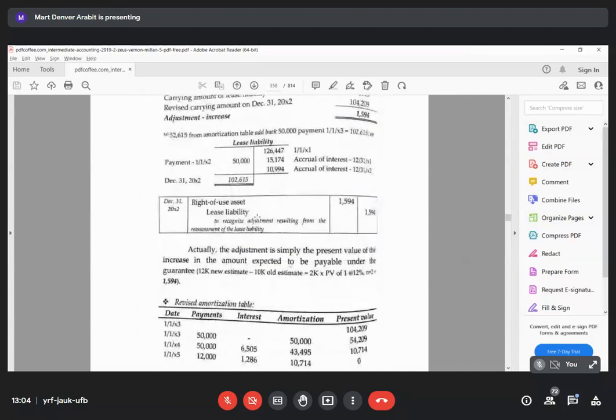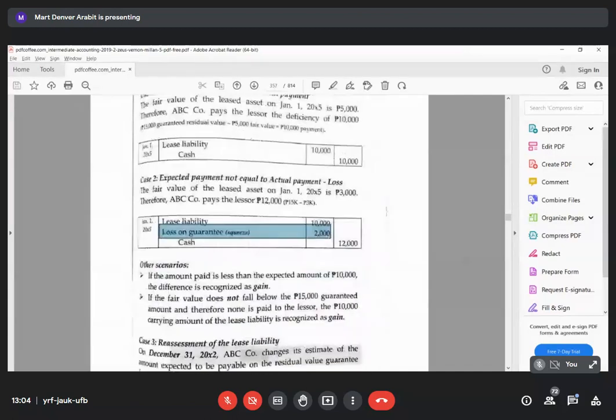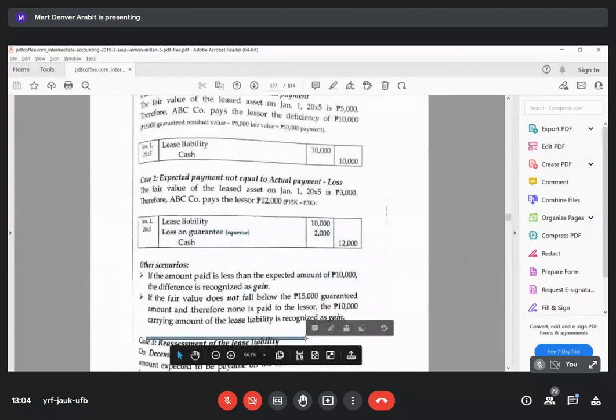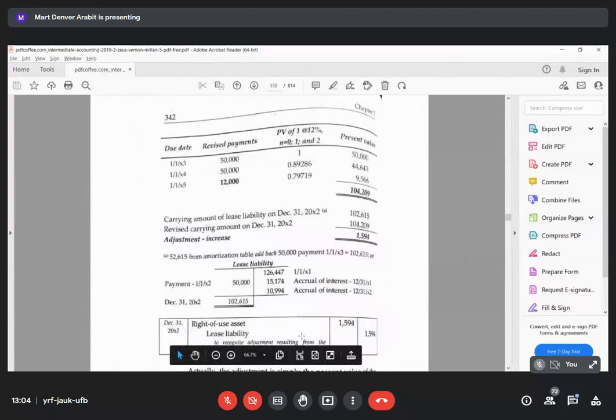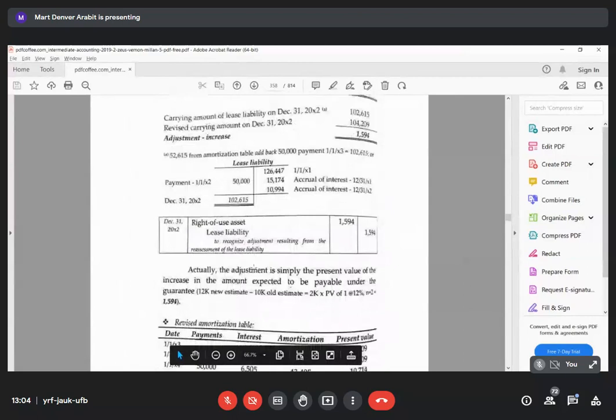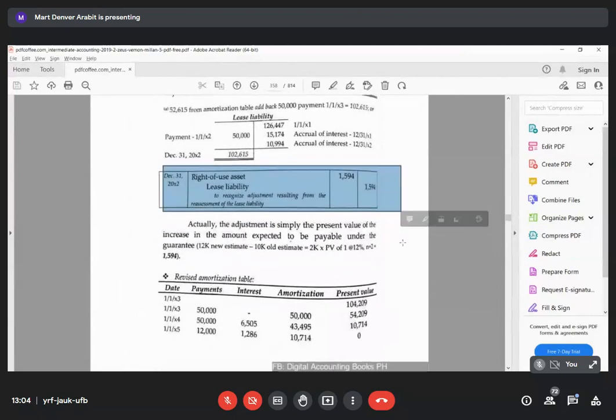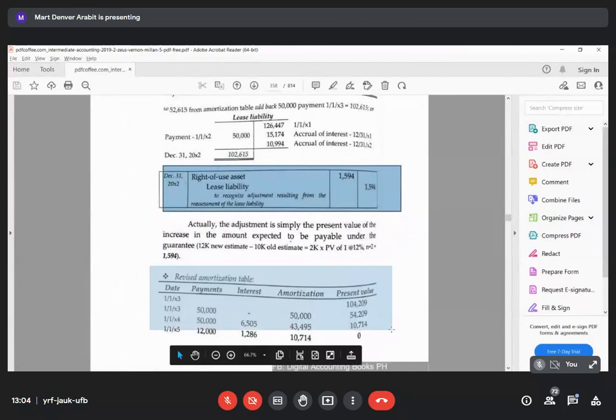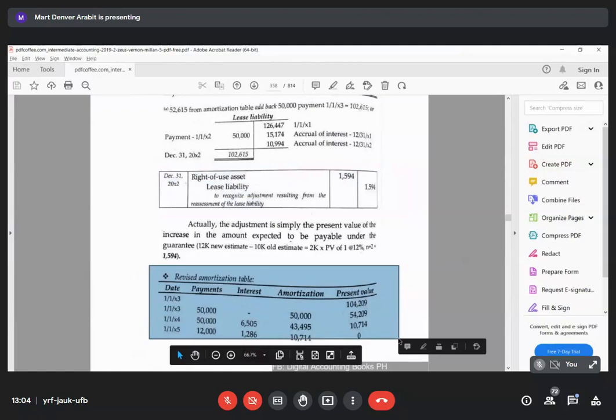Where is the reassessment? Here it is. Reassessment. Okay. So, this is the entry to reassess the ROU and lease liability. And this is our revised effective interest table.